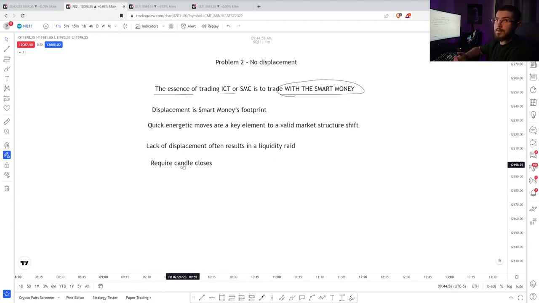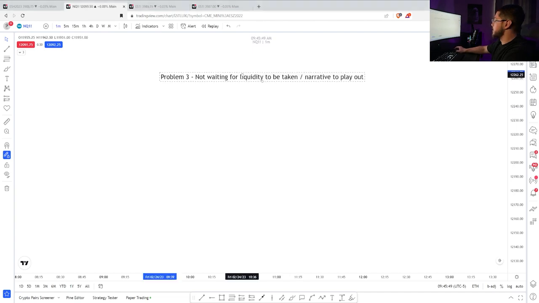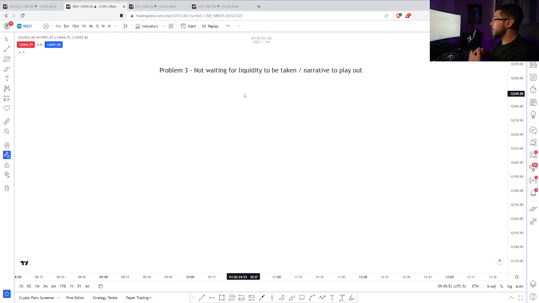And we're going to go over some examples in a second, so don't worry. This next part is not talked about enough, and I'm going to go over it because it's what helped me become an advanced trader, and it sharpened my edge tremendously. I mean, I cannot express how important this is. Not waiting for liquidity to be taken or a narrative to play out. So what does that mean?